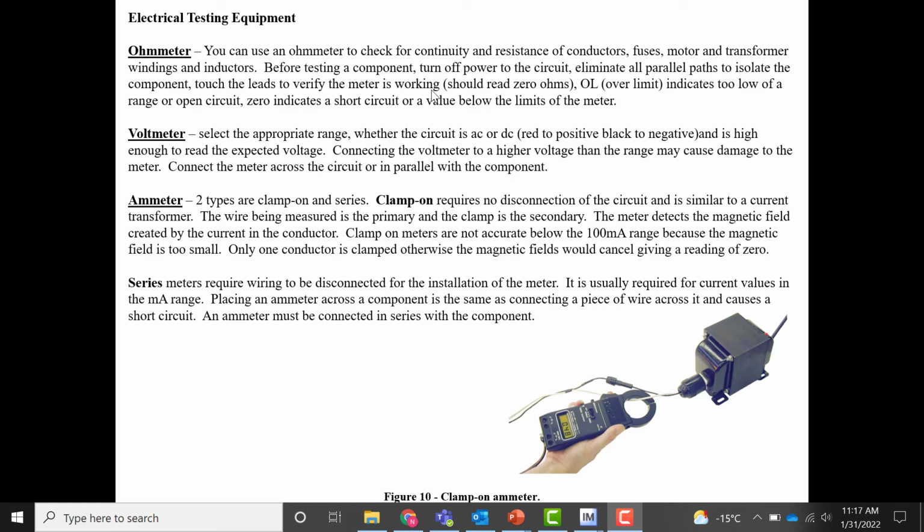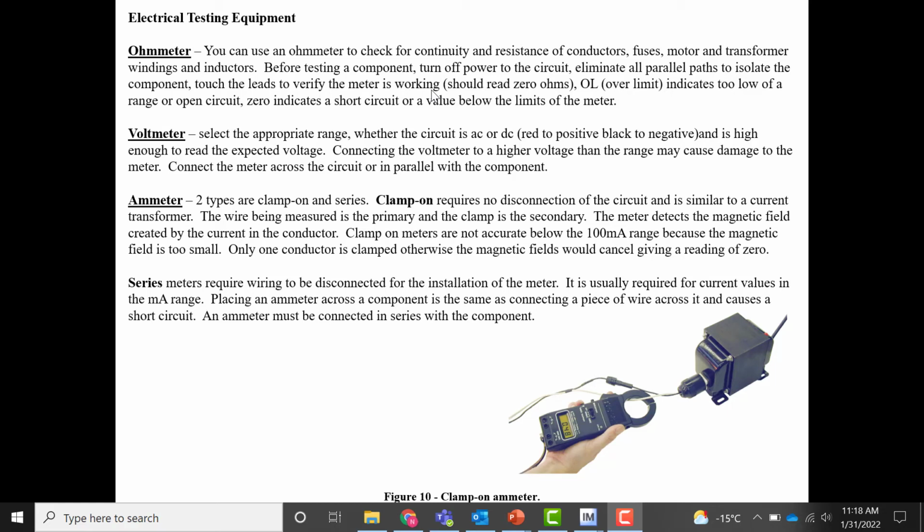Clamp-on meters are not accurate below the 100 milliamp range because the magnetic field is too small. So we have to use a series meter in that case, but only one conductor is clamped. Otherwise, the magnetic fields would cancel each other out, giving a reading of zero. So you only clamp one line at a time. If you clamp them both, it would read zero, even though there is current definitely going through those.